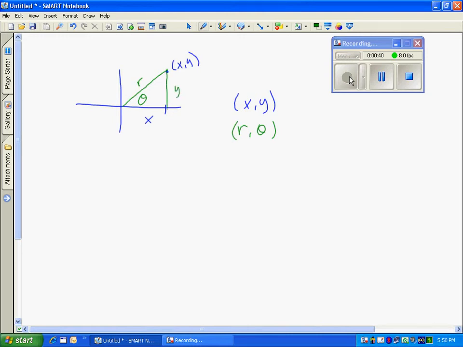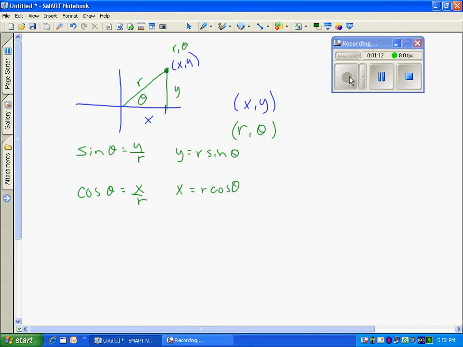Notice this was y, and the other is x. And so we want to show this relationship between these two positions. We want to get to the same point, whether we're using polar or rectangular. Well, if we set this up, we know the sine of theta is y over r. We know the cosine of theta is x over r. So taking a look at that, y is r sine theta, x is r cosine theta.